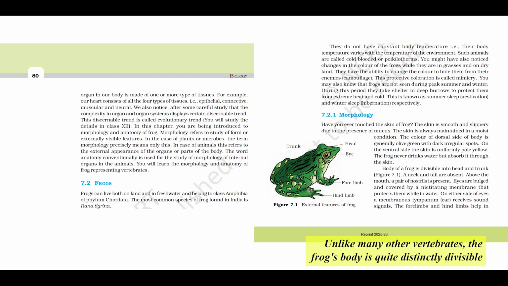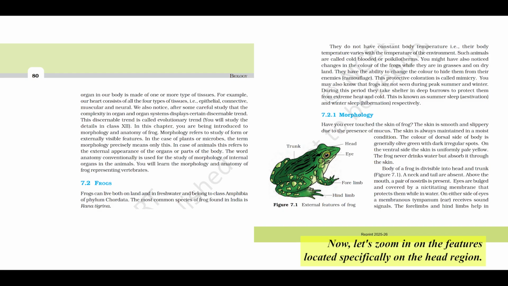Unlike many other vertebrates, the frog's body is quite distinctly divisible into only two main parts, the head and the trunk. What's noticeably absent, and this is a key distinguishing feature often asked in multiple choice questions, is a separate neck and a tail. This compact, neckless body plan, along with its powerful hind limbs, is a specialization that aids its specific mode of movement, primarily leaping and swimming, makes it streamlined and efficient.